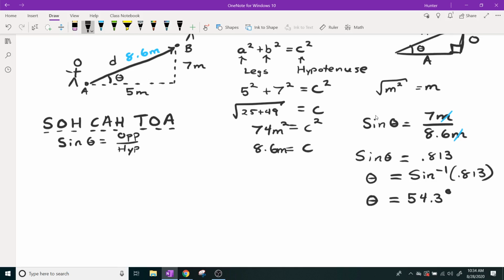54.3 degrees? Okay. So that means that if we were to try to say this, we need to give it a magnitude and a direction. So our displacement is going to be 8.6 meters at 54.3 degrees north of east. Okay? Because what you did is you started at east and you moved that angle up.